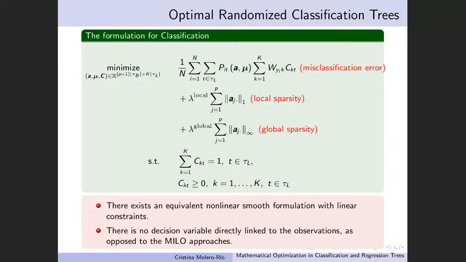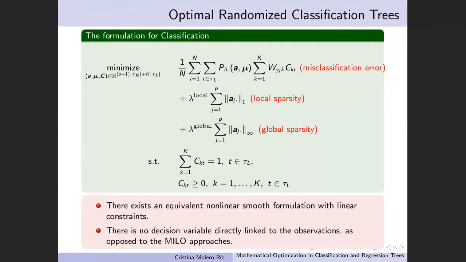So it remains to be defined the prediction made at our leaf nodes. So for that, we need to define the decision variable c_kt, which stands for the probability of being labeled as class k, given that we are at leaf node t. And we also have to impose the constraint you see there to ensure the probability distribution.